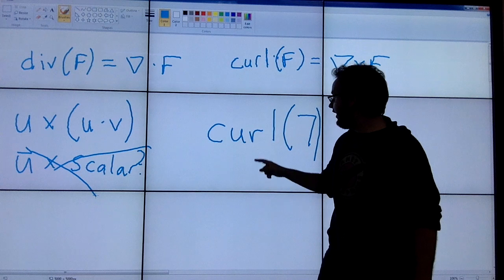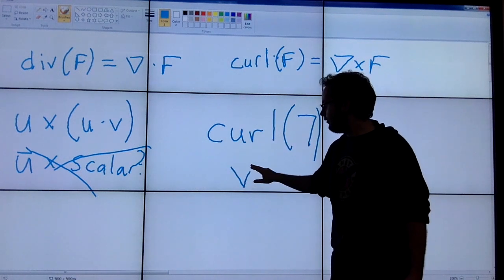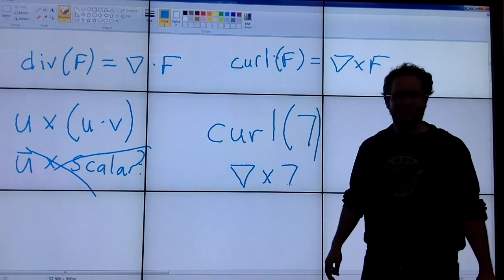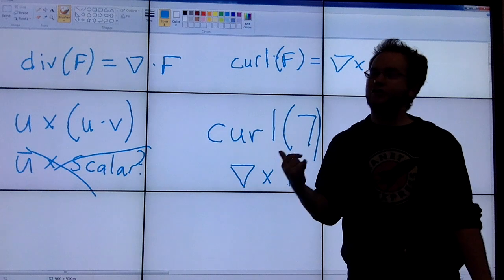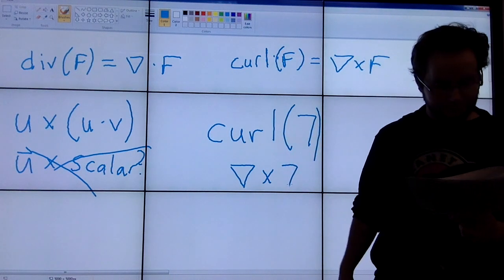So in the same way, you can't take the curl of the divergence of f because you're basically doing a cross product with a vector and the number 7. Which doesn't make sense. You have to cross 2 vectors. This has to be a vector. You have to take the curl of a vector field.